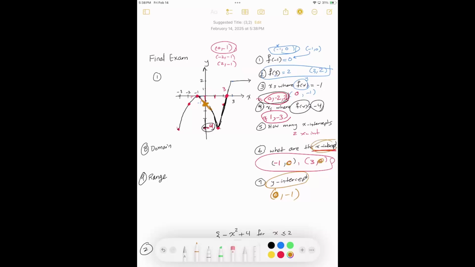That's always the case. So this point is where the graph crosses the y-axis. X is 0, y is -1. It says, what is the domain?